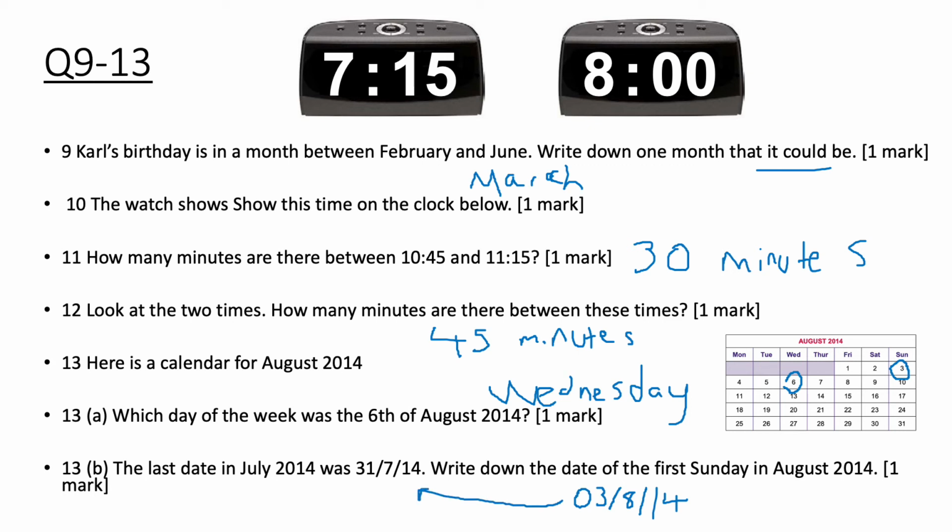So it's the date, the month, and the year. Okay, so the date of the first Sunday is the 3rd of August. So it's the 3rd of August 2014, 03/8/14.